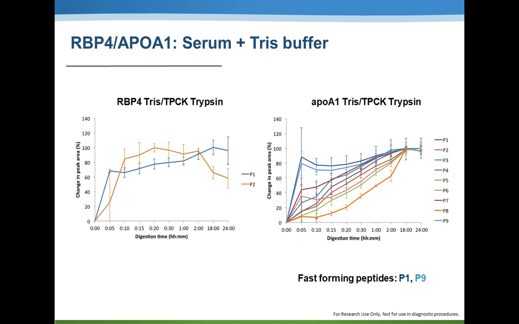P1 is slow forming; its signal increases up to 18 hours, and P2 peaks at 20 minutes, is stable to 2 hours, and then starts to decay. And for serum ApoA1, we found 2 peptides are fast forming, P1 and P9. All of the data above basically show that by selecting the best performing peptide, the overall protein digestion time can be shortened, so your reaction finishes in 20 minutes or even 5 minutes, instead of doing overnight digestion.